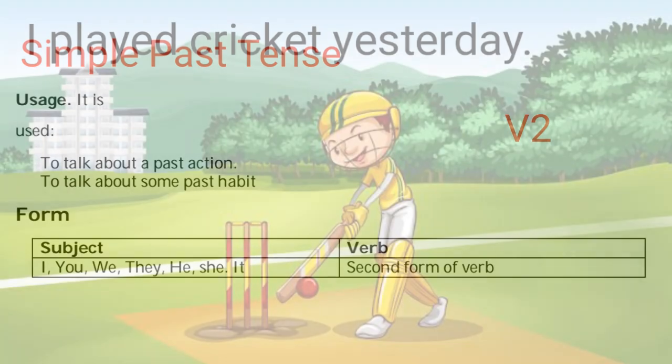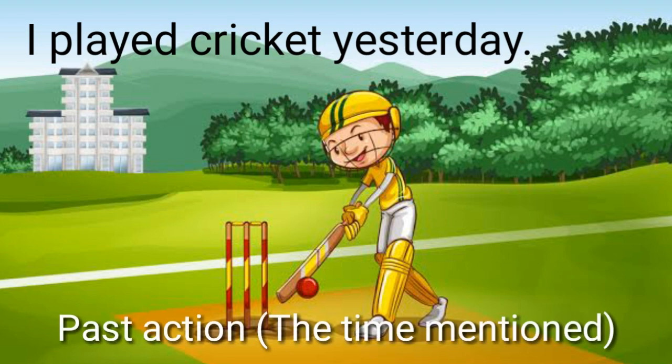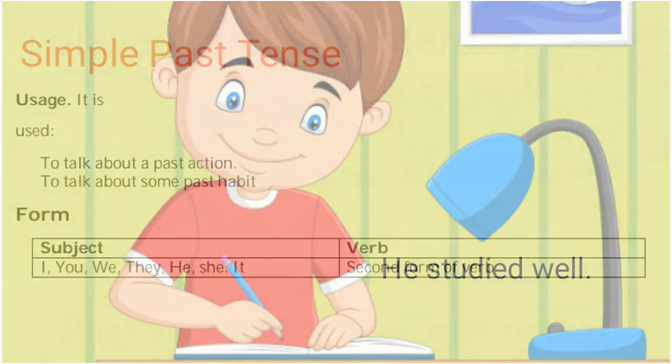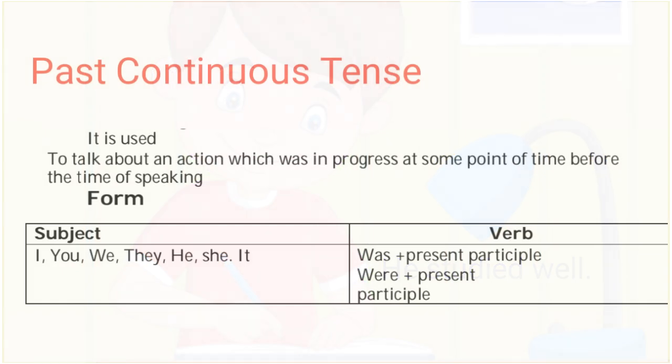Look at this example. I played cricket yesterday. A past action. Next one, to talk about some past habit. A past habit of some people can also be written in simple past tense. He studied well. So that was his habit when he was a child. He studied well.